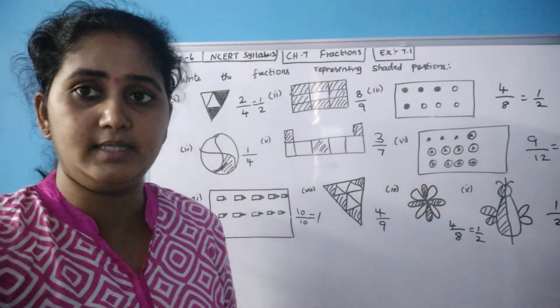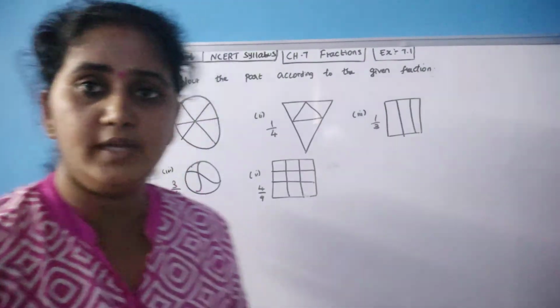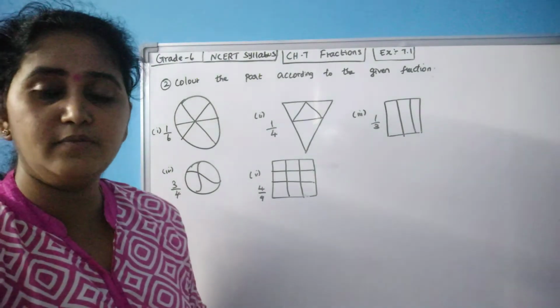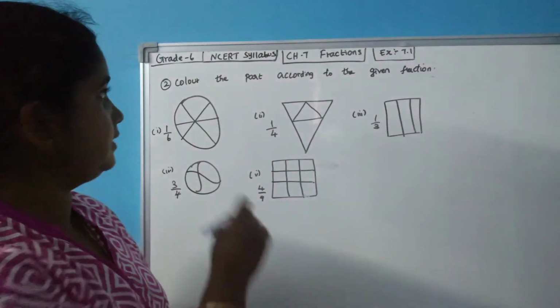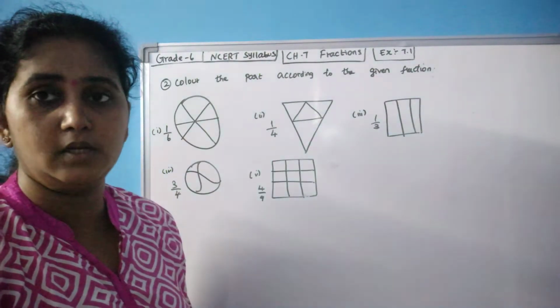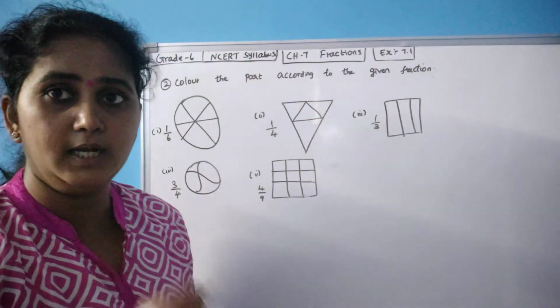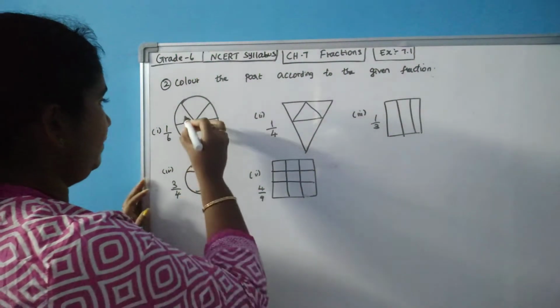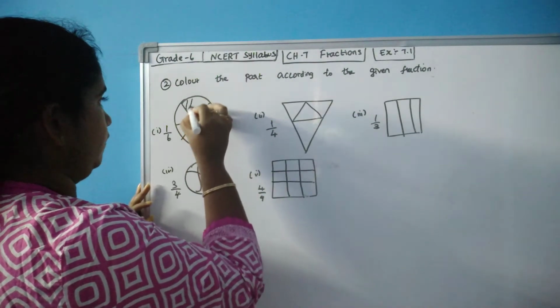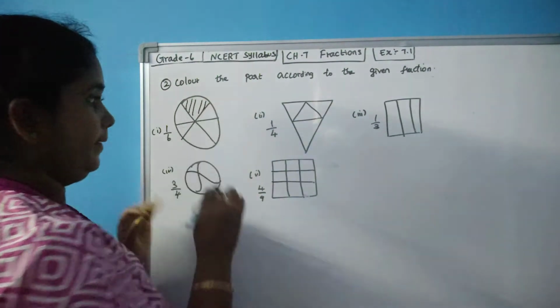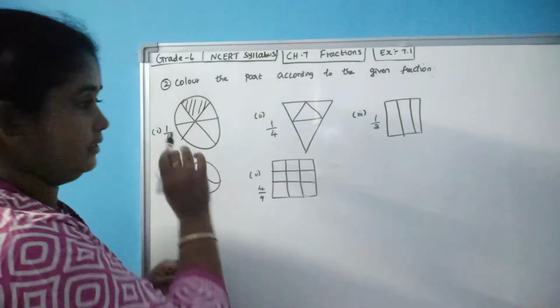Now we will move on to the next sum. So this is your next sum. The diagram is given and the fraction is also given. What you have to do is color the part according to the given fraction. So color it 1 by 6. Anywhere you can shade 1. So 1 part is shaded out of 6 parts. So 1 by 6 is completed.